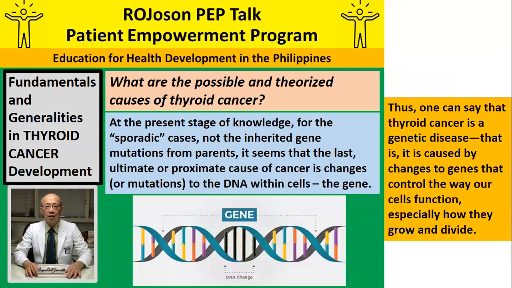So at the present state of knowledge for the sporadic cases, not the inherited gene mutations from parents, it seems that the last and ultimate and proximate cause of cancer is changes from mutations to the DNA within the cells, which is the gene. And thus one can say that thyroid cancer is a genetic disease, that is, it is caused by changes to the genes that control the way our cells function, especially how they grow and divide.